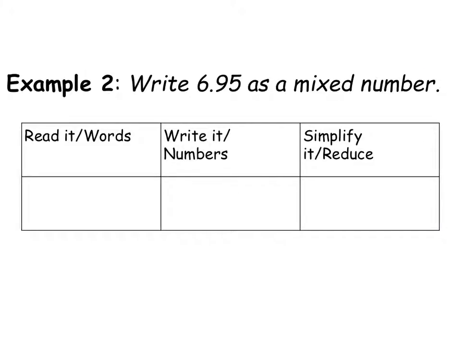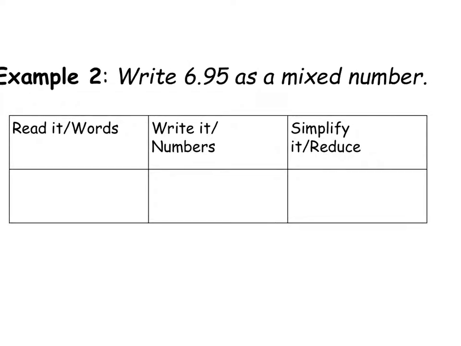Example 2 has another number. Now this has a whole number. Remember, a whole number, when you're writing that as a fraction, it stays as a whole number. You don't need to write it over a number. It just stays that way. So in this case, it says write 6.95 as a mixed number. Again, the whole number stays the same, so we got that already. The next numbers, you have to look at the place value after the decimal. So that would be 9 is in the tenths place, and 5 is in the hundredths place.